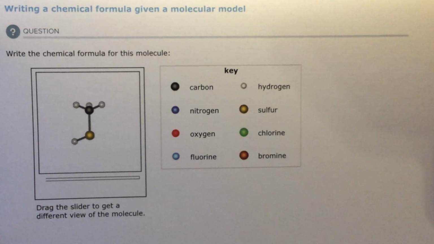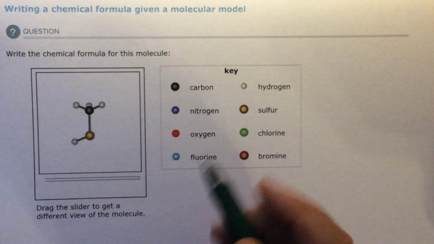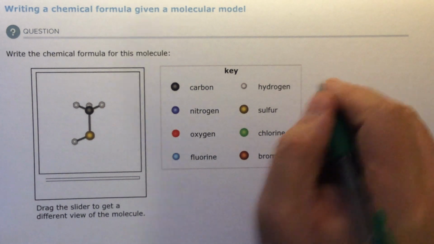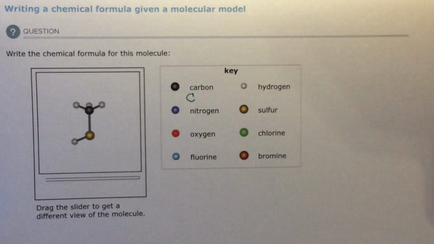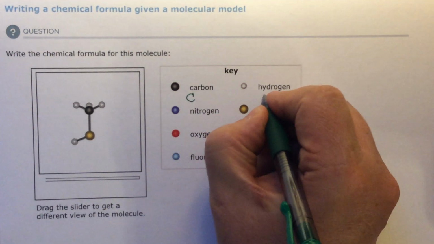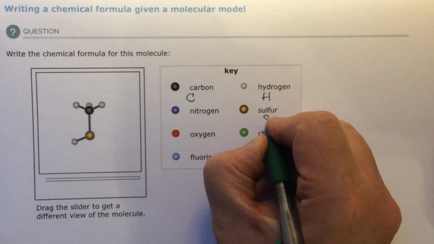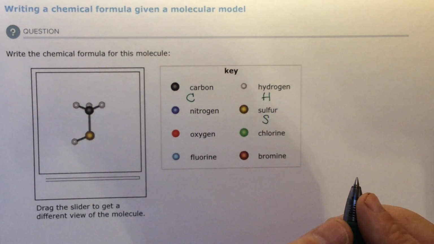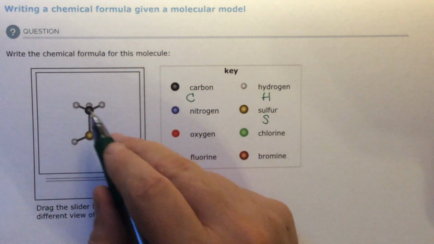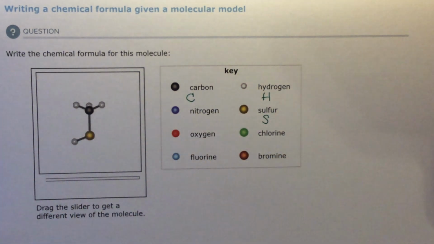First of all, you're going to need the symbols of these elements. Carbon is C, capital C. Hydrogen is capital H. These are only one letter, not two. The other one you need is sulfur. That's S. And that's all: sulfur, carbon, and hydrogen.